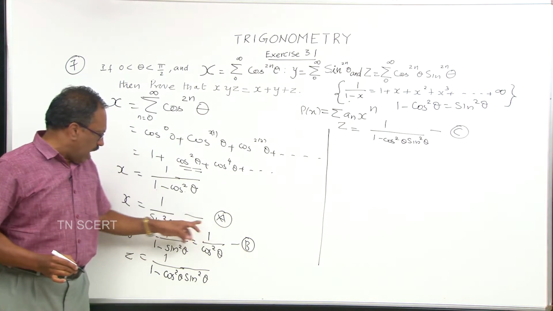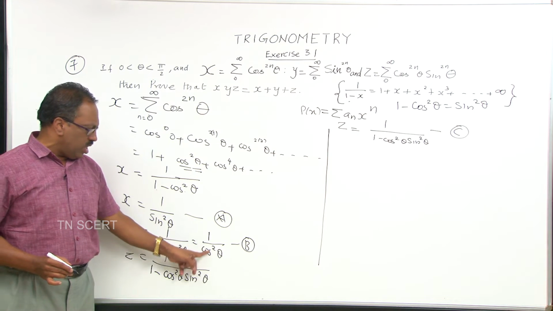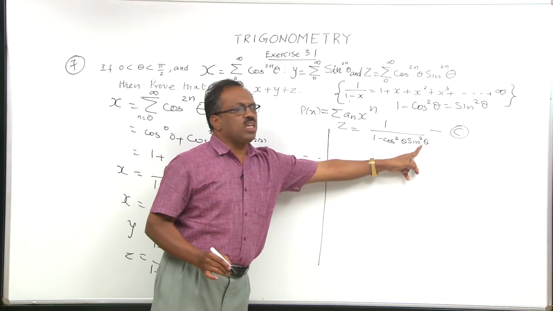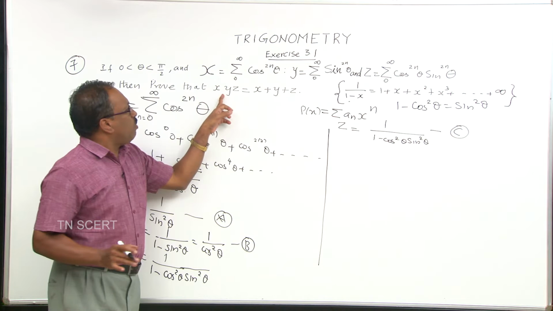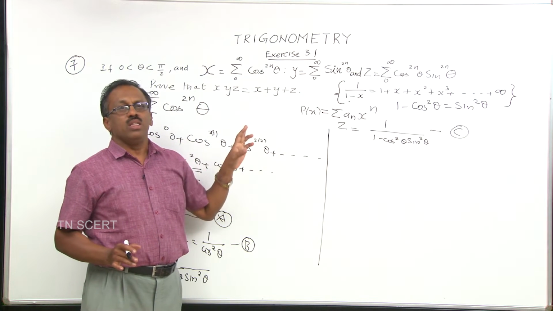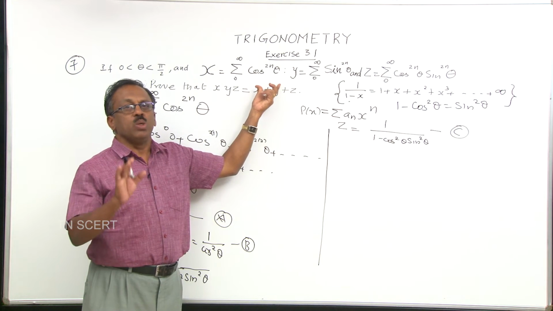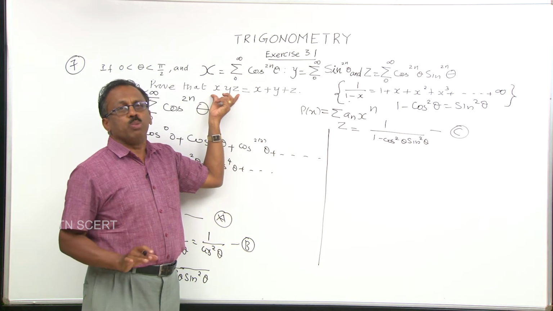Now result A gives 1 by sin square theta for x, 1 by cos square theta for y, and 1 by 1 minus cos square theta sin square theta for z. What do we want to prove? The product of x, y, z is equal to the summation of all these variables x, y and z. That is, x plus y plus z is equal to xyz. This is what we want to prove.